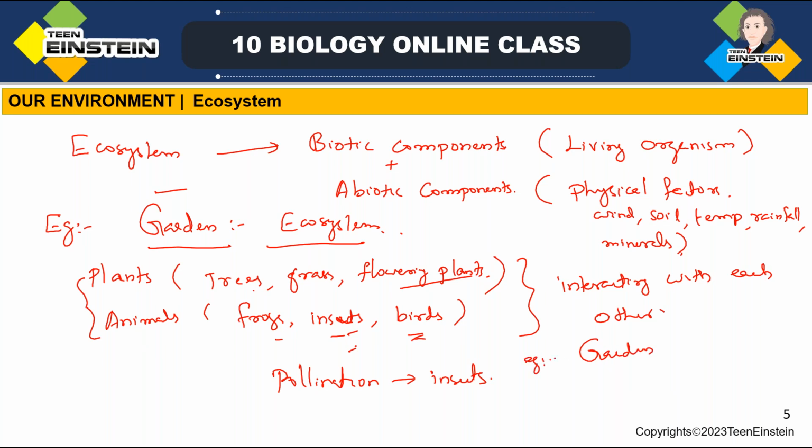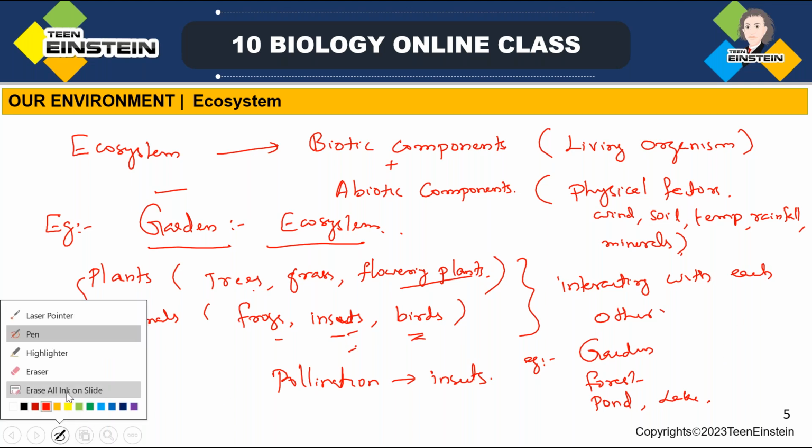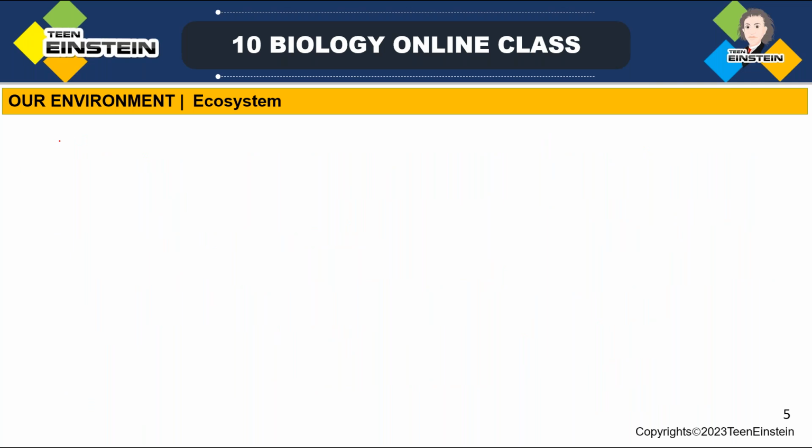Garden, forest, pond, lake, all these are considered as the examples for what? Ecosystem. See, in this itself, you can see two types of ecosystem, right? Two types of ecosystems are there. Which are the two types of ecosystem? From this example itself we can make out.